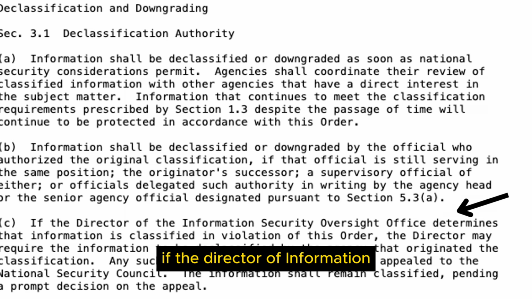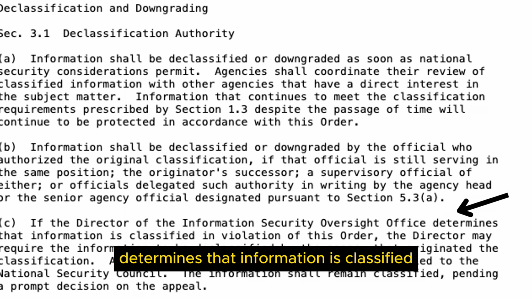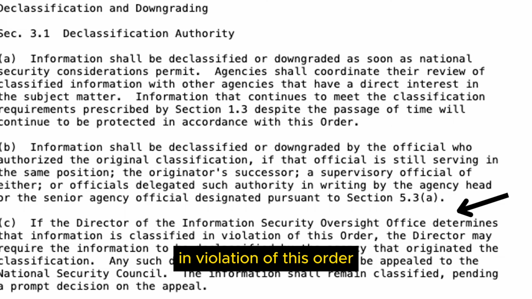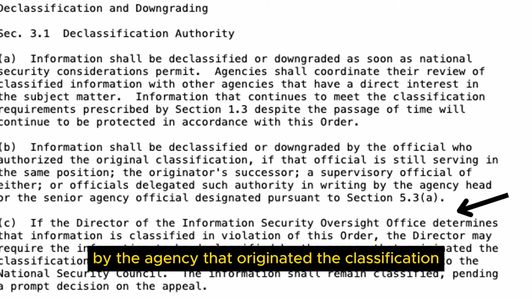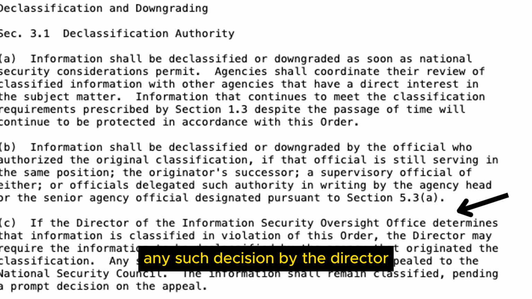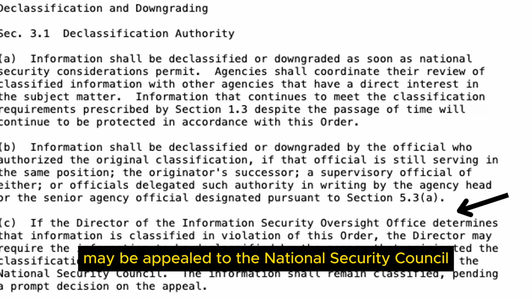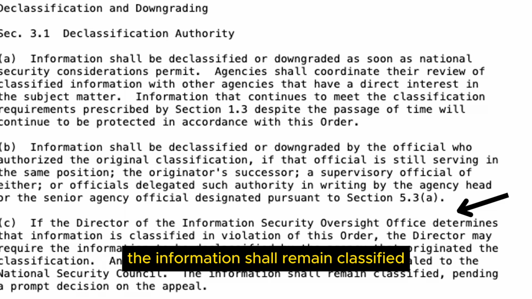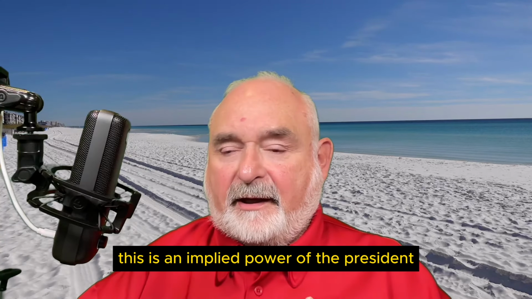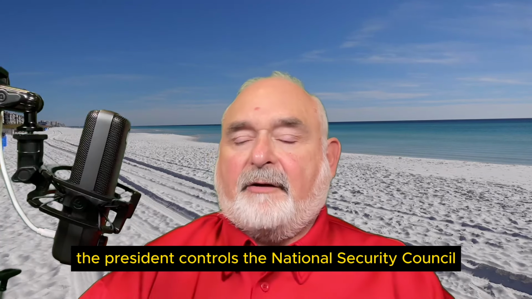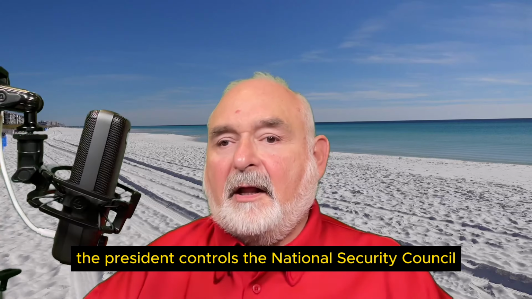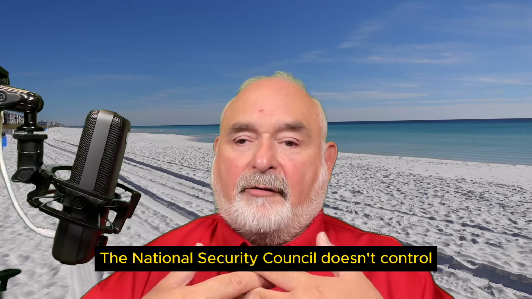If the Director of Information Security Oversight determines that information is classified in violation of this order, the Director may require the information to be declassified by the agency that originated the classification. Any such decision by the Director may be appealed to the National Security Council. The information shall remain classified pending a prompt decision on the appeal. Another reason that this is an implied power of the President is because the President controls the National Security Council. The National Security Council doesn't control the President.